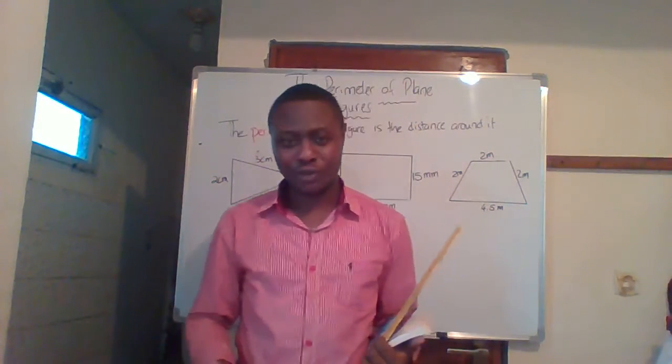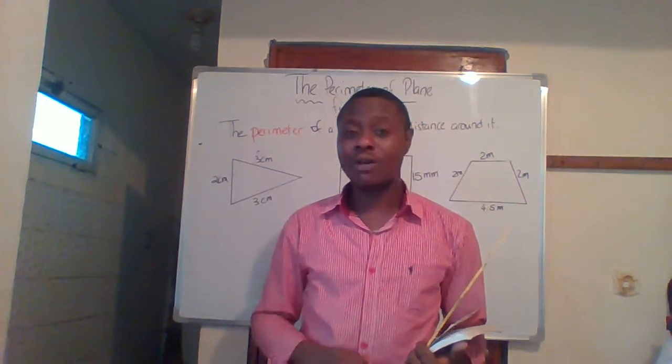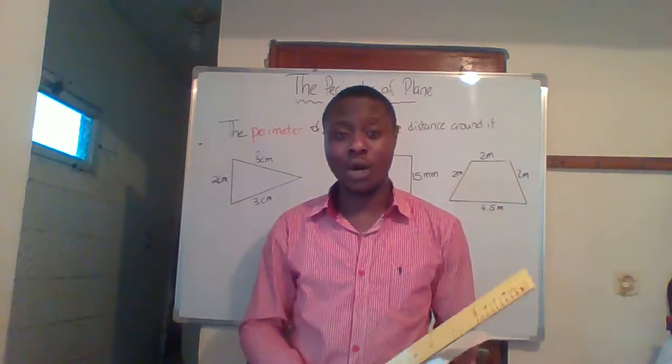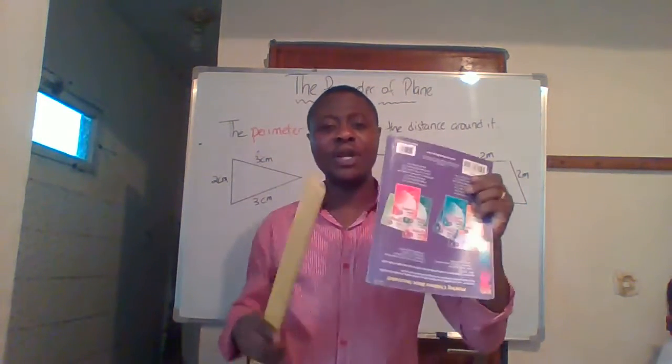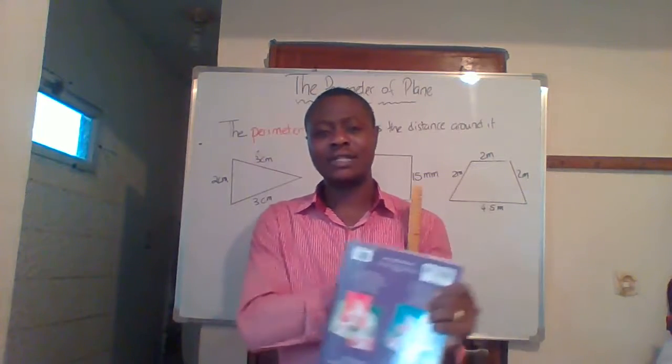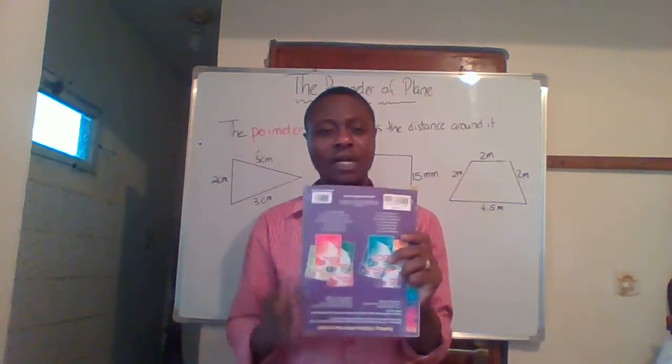How do you do to get the perimeter of a plane figure? It's so easy. The perimeter of a plane figure is the distance around that plane figure. Like the example of my book here. The perimeter of this book is the distance around my book. That's the perimeter of our book.